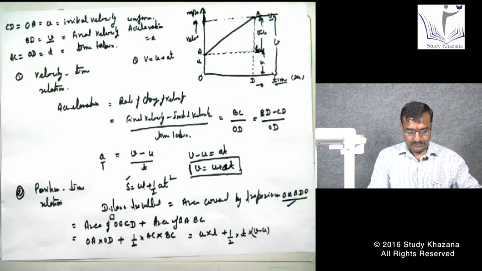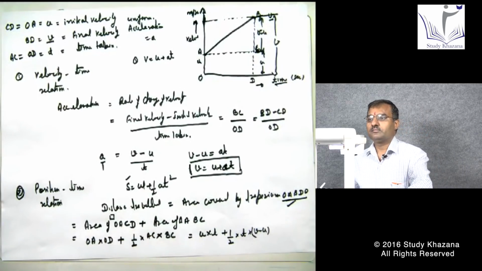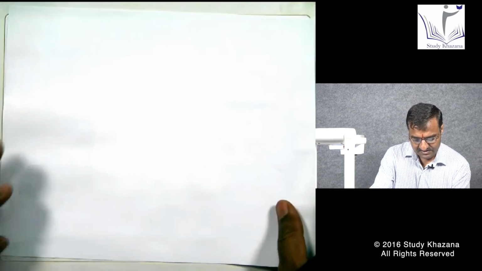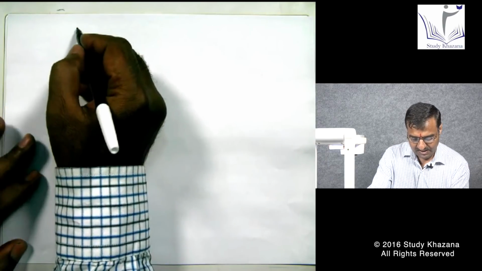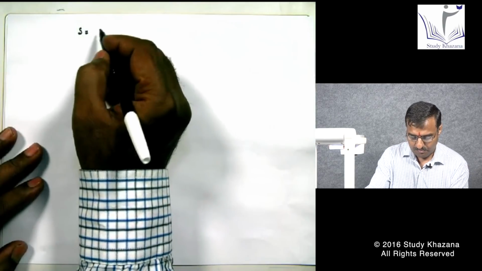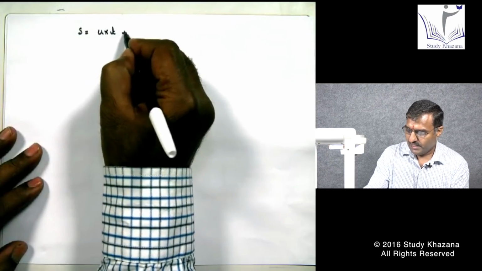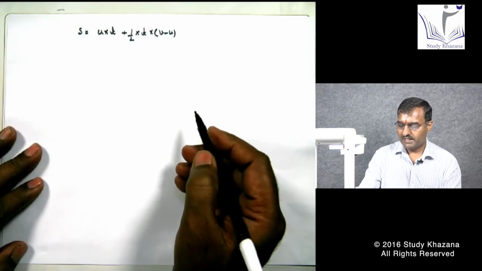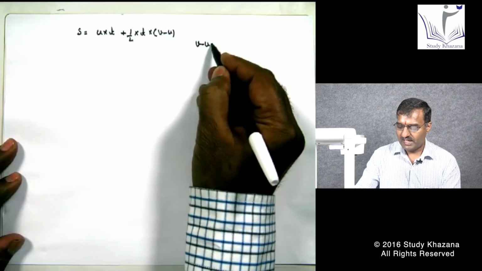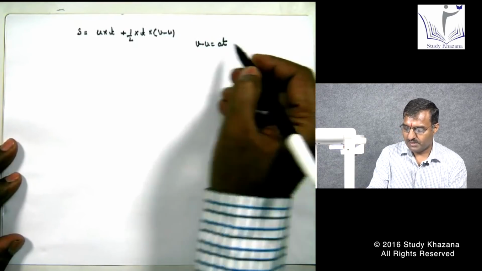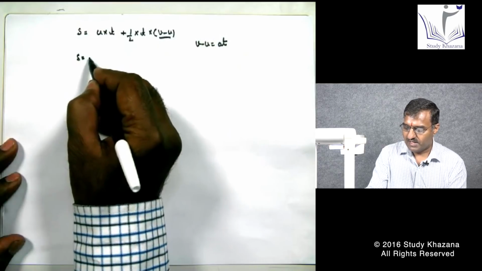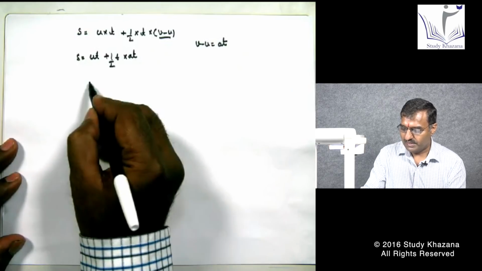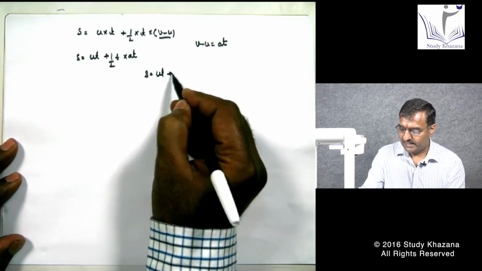So now you will see here the relation distance, which I am representing by S, becomes U into T plus half into T into V minus U. Now as we derived from the previous relationship, V minus U equal to AT. Now this I can substitute here. So this equation becomes S equal to UT plus half T into AT. So this is nothing but S equal to UT plus half A T square.